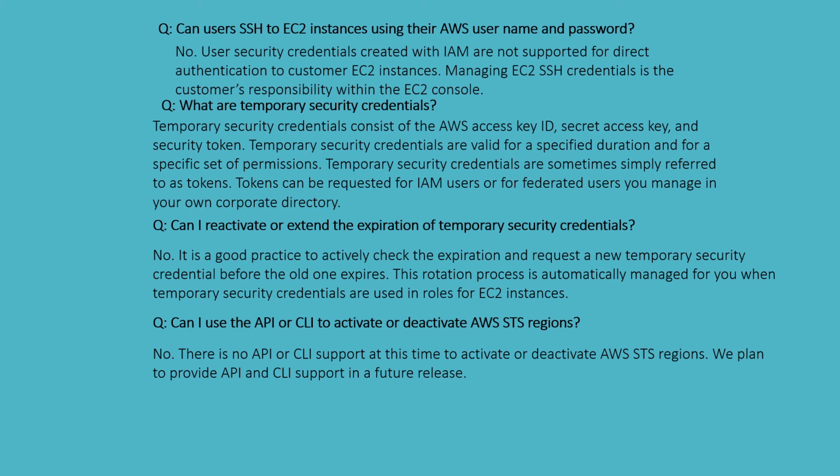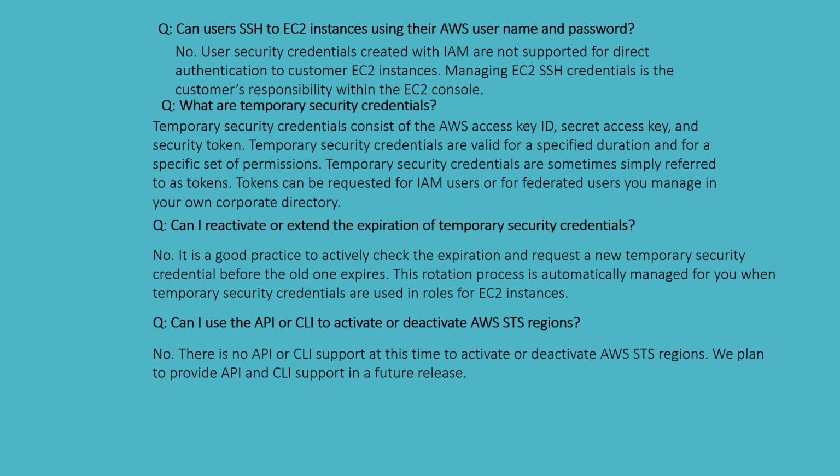What are temporary security credentials? Temporary security credentials consist of the AWS access key ID, secret key, and security token. Temporary security credentials are valid for a specified duration and for a specific set of permissions. They are sometimes simply referred to as a token. Tokens can be requested for IAM users and for federated users you manage in your own corporate directory.